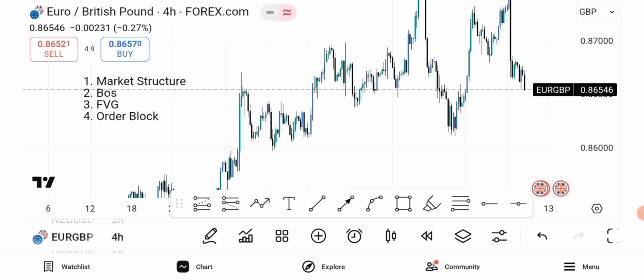First of all, the first one is market structure. Secondly, is break of structure. Third, is fair value gaps. Number four is order blocks. I'm going to explain every key level here. The first one was the market structure.